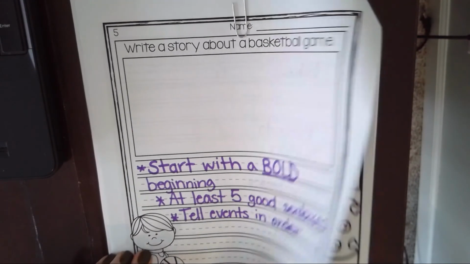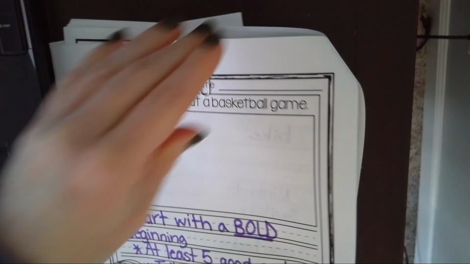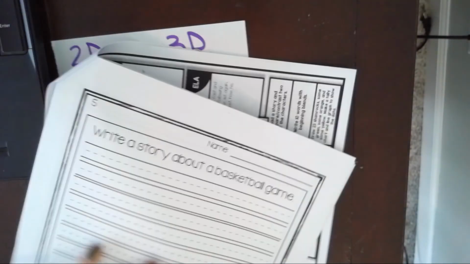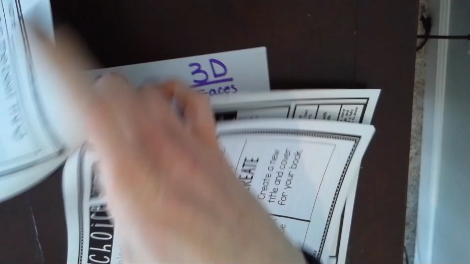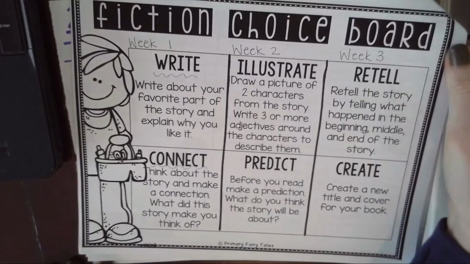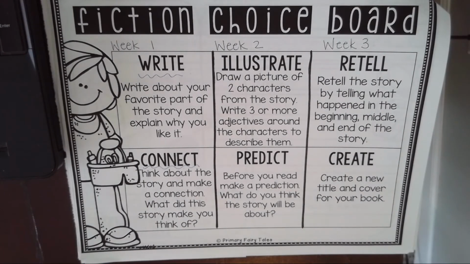All right, the last thing I'm going to show you is on our fiction choice board. It says predict. Before you read, make a prediction. What do you think the story will be about? Now this can go a few different ways. If you're reading a shorter picture book, maybe you can look at the front cover and tell me what you think it's going to be about, or read the title and make a prediction of what you think is going to happen based on the title.